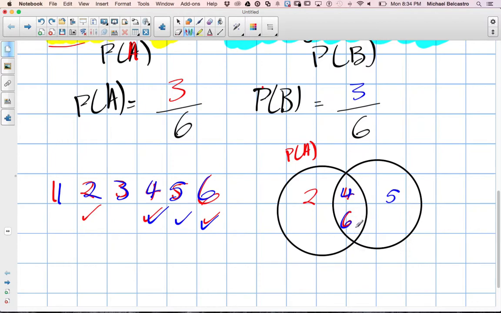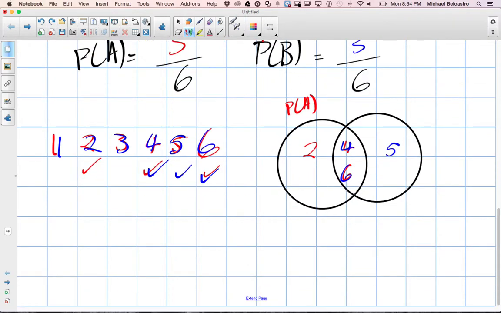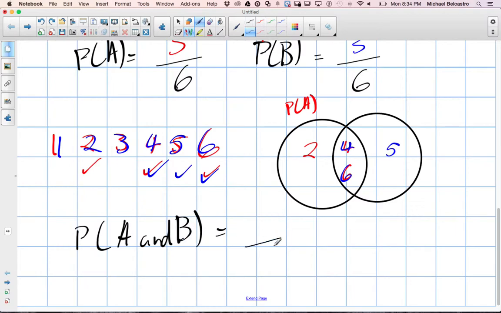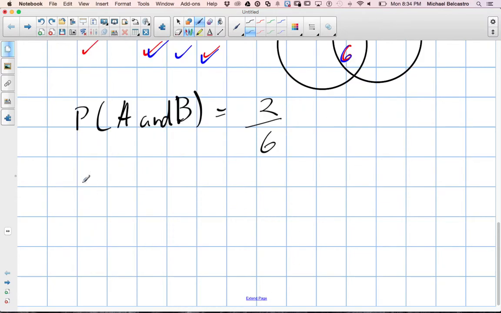So we have to figure out what's the probability of A and B happening. Do you know what that is? Probability of A and B. It's out of 6, that's right. How many of the numbers are in both? Twice. So 2 out of 6.